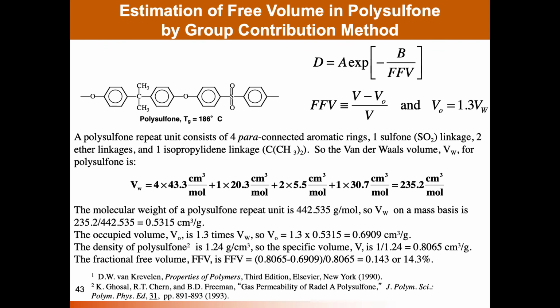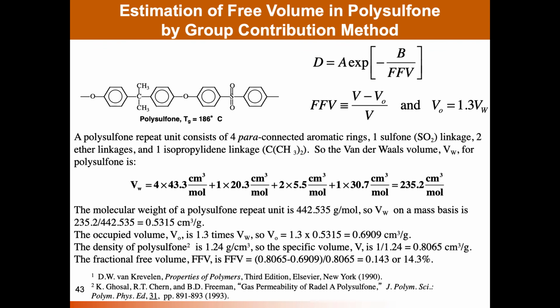The molecular weight of this repeat unit is 442 grams per mole. We typically do the free volume calculations always on a per unit mass basis. And so we convert the van der Waals volume to a per unit mass basis, apply the factor of 1.3 to the van der Waals volume to get the so-called occupied volume, which is the volume that's not available for penetrant transport, and it's about 0.69 cc per gram.